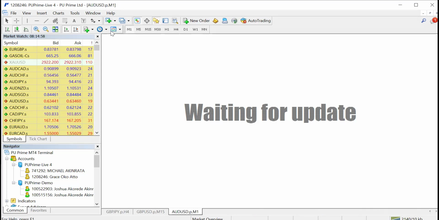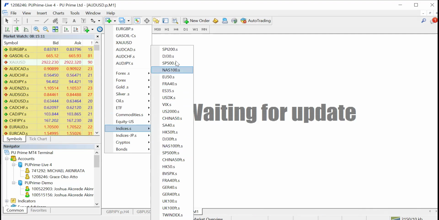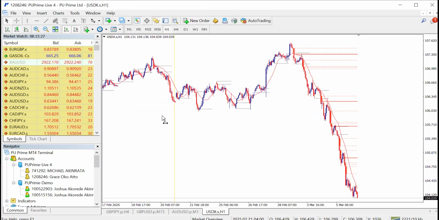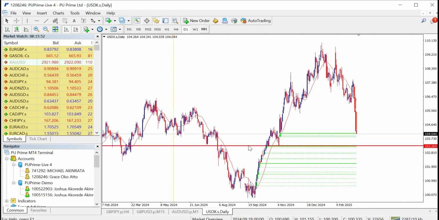Okay, so let's start with USDX. Dollar indices is still very much bearish. And if there is no pullback, we could see dollar moving down to 103.730, which is this low. It's 103.269 currently. So we are very, very bearish on dollar indices.